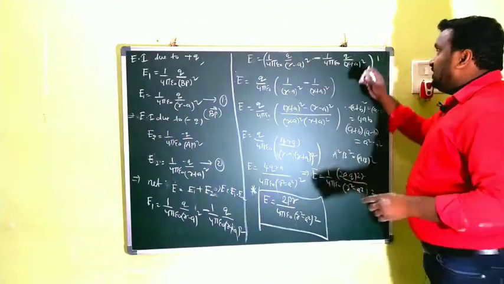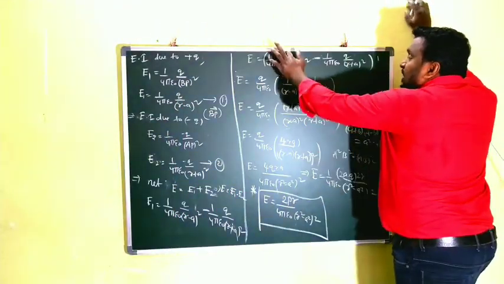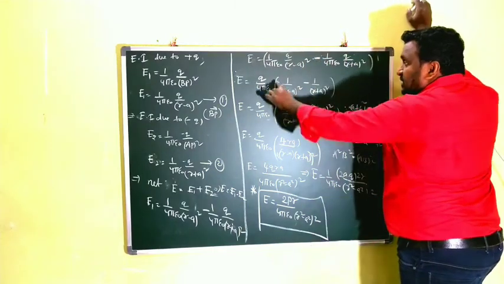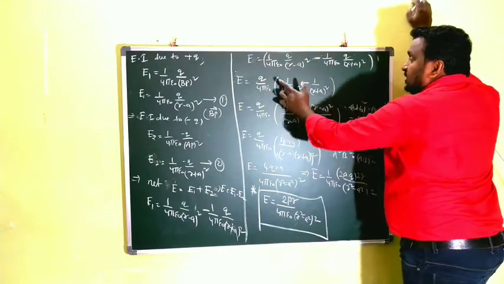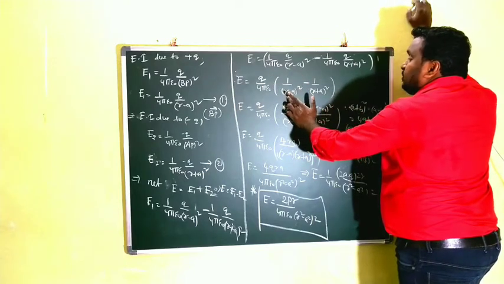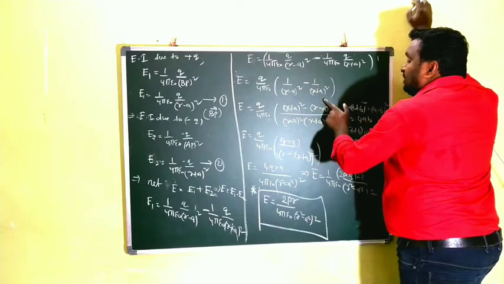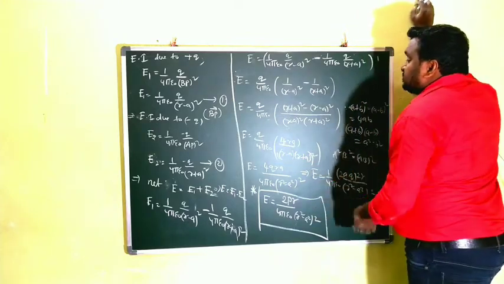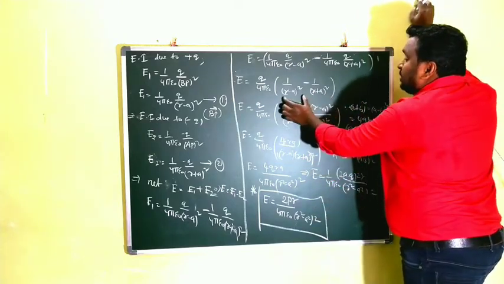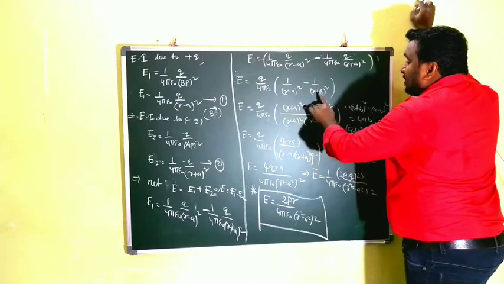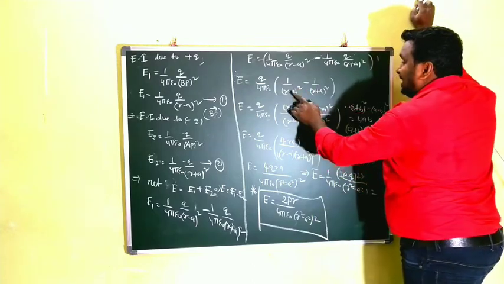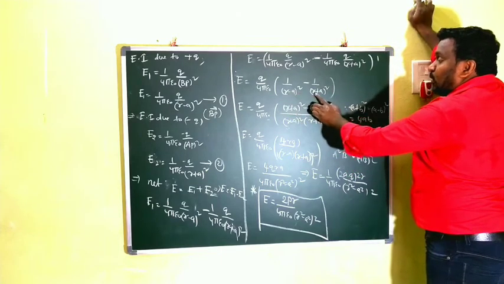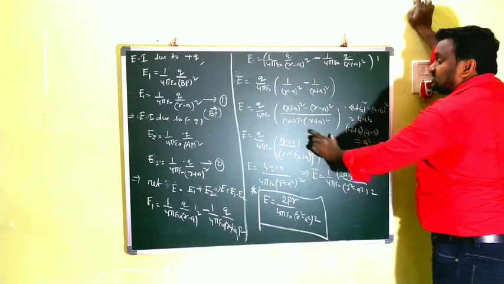After that, in this equation, q by 4 pi epsilon naught and q by 4 pi epsilon naught is common. That's why q by 4 pi epsilon naught into 1 by (r minus a) whole square minus 1 by (r plus a) whole square. Now we want to do the LCM. LCM is what? (r plus a) whole square into (r minus a) whole square. Then what we get? (r plus a) whole square minus (r minus a) whole square, by (r minus a) whole square into (r plus a) whole square.